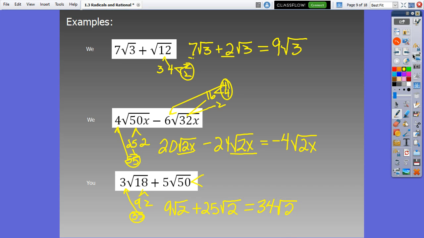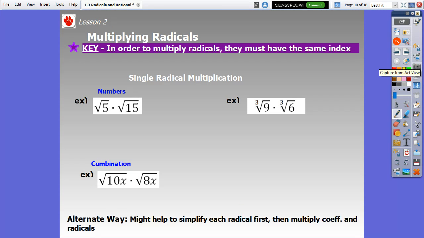And that's what you do for lesson 1. And again, the next lesson is going to be multiplying and division, and then we'll work into the rational exponents at the very end.